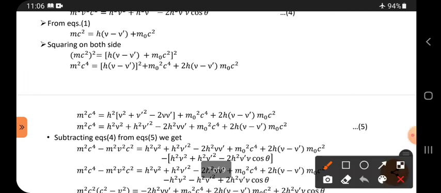Okay, next, from equation 1, just now I said equation 1 can be used in the last. So it is equation 1. Square it on both sides. So already you see the square is there, (mc) whole square, again make it whole square, and again separate it. It is a plus b, a square plus b square plus 2ab.